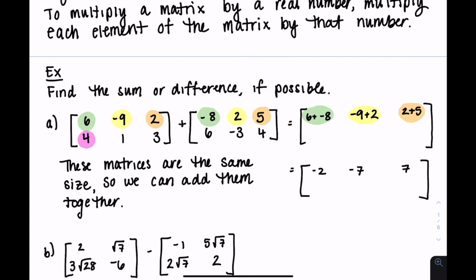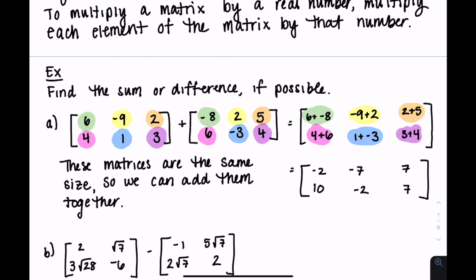Then I move on to the second row, first column, we've got 4 plus 6, so that's going to give us +10. Then we move on to the second row, second column, which is 1 plus -3. So the element that'll go here in the addition will be -2. And then finally, in my second row, third column, I've got a 3 plus a 4. So we're going to get a +7 in this piece here.